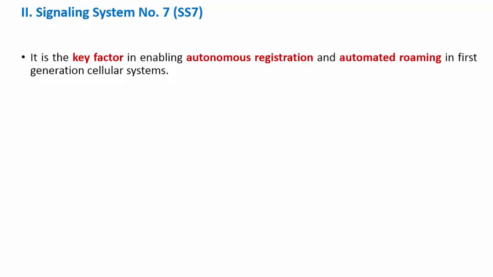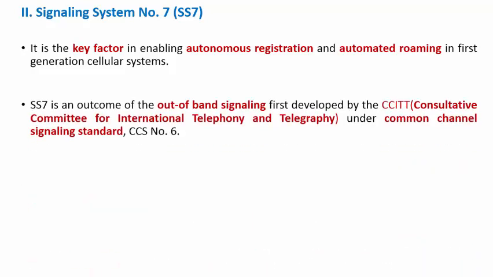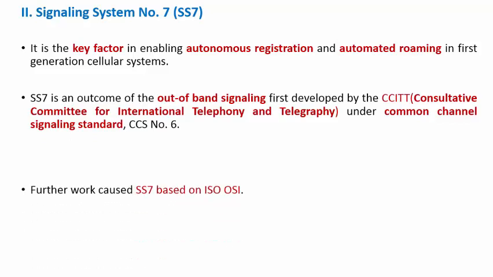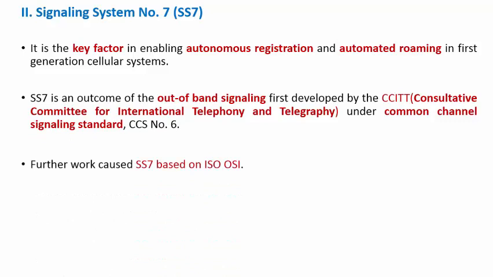So it is the key factor in enabling autonomous registration and automated roaming in first generation cellular systems. SS7 is an outcome of out-of-band signaling, first developed by CCITT, the Consultative Committee for International Telephony and Telegraphy, under the common channel signaling standard, that is CCS number 6.